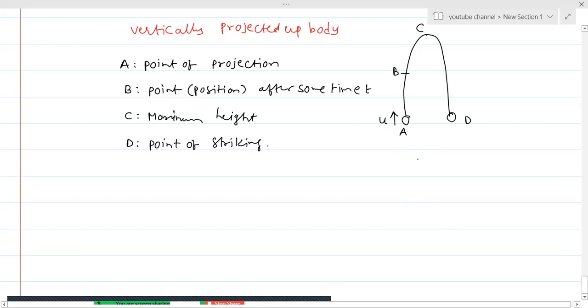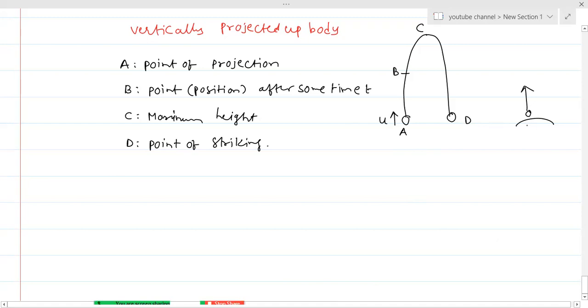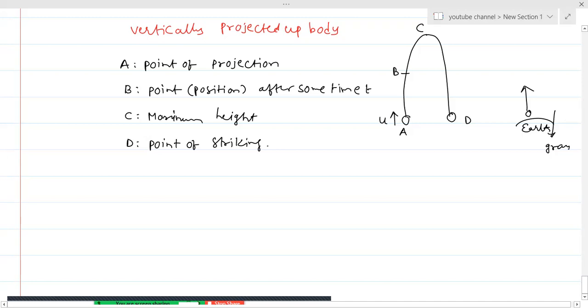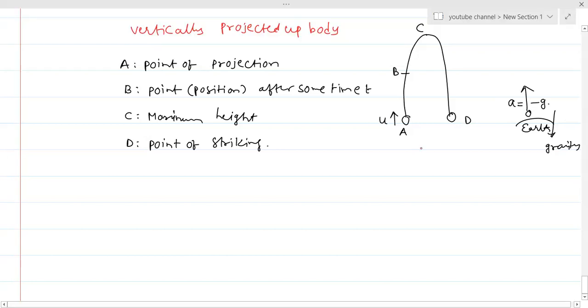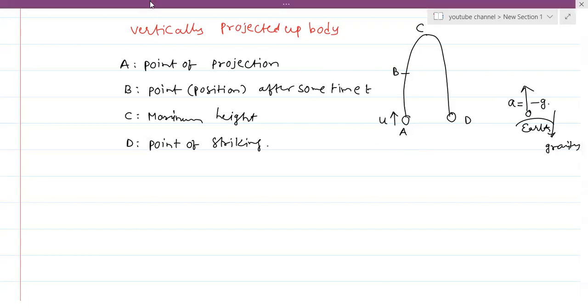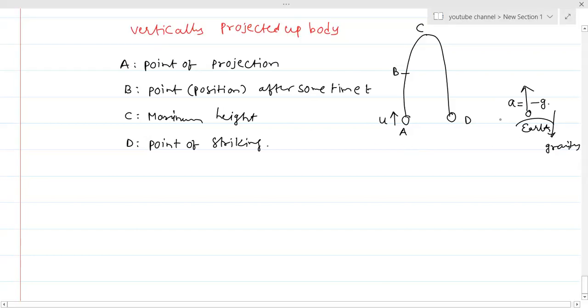Here it is important that the body is moving against the gravity. Suppose we take this as the earth, so definitely the gravity will be downwards, but the body is moving upwards. Therefore its acceleration is taken as minus g. It is very important to us when we take minus g, and when we take vector form, that is very, very important.